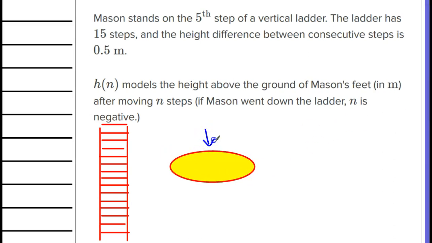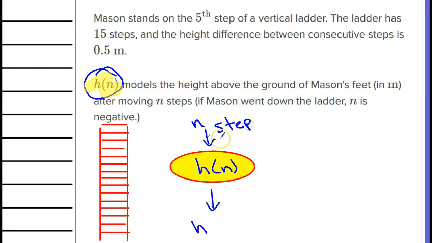I want to know what goes in, what comes out, and I'm going to pay attention. Really important, always paying attention to what the function is, h of n. So I highlight that in my brain, or using a highlighter. h of n models the height above the ground of Mason's feet in meters after moving n steps. Okay, so n goes in, h comes out.